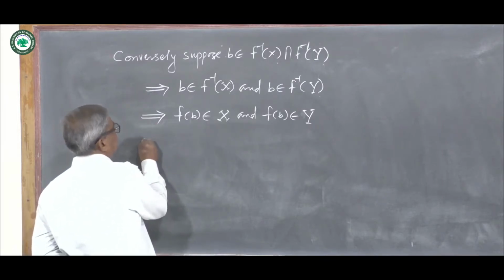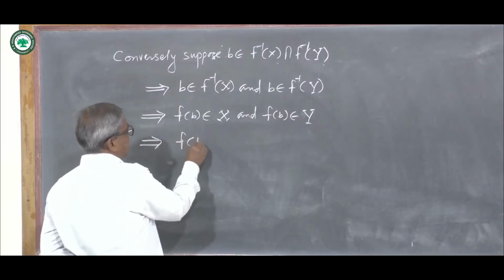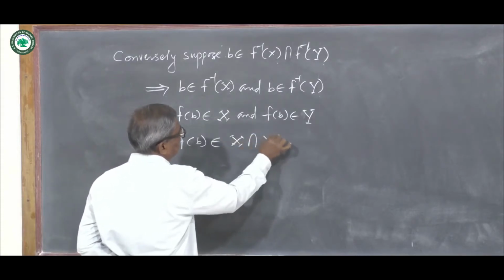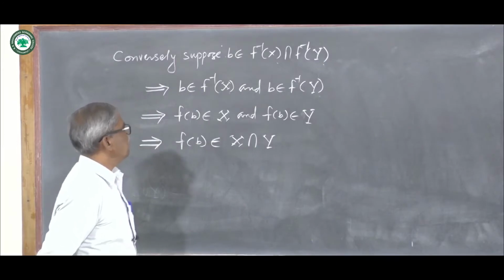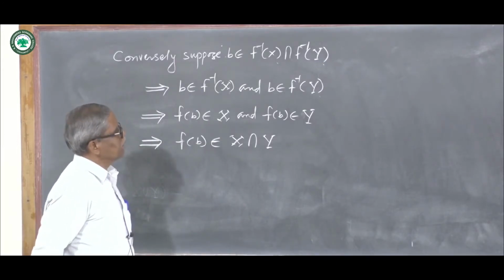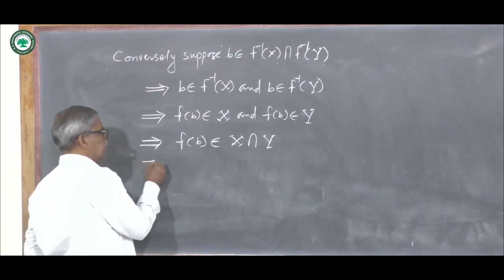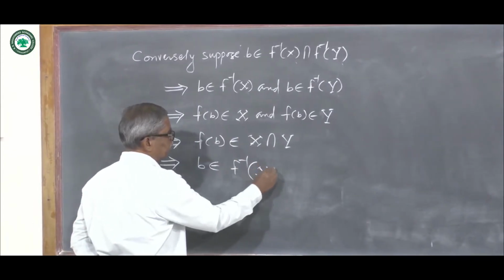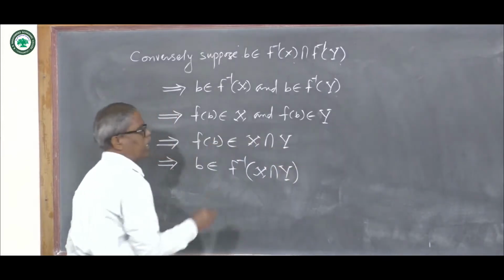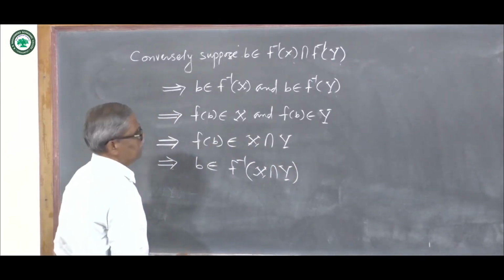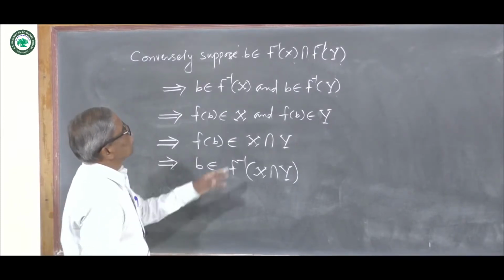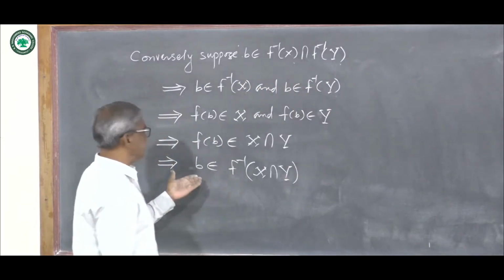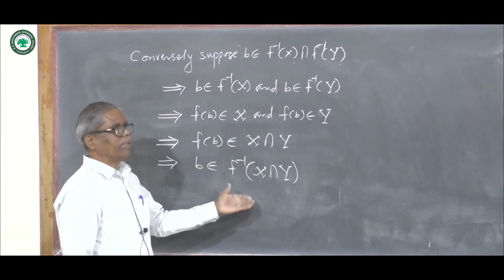This implies f of b belongs to capital X intersection capital Y. This implies b belongs to f inverse of X intersection Y. This shows that the element in the set f inverse of X intersection f inverse of Y is the element of f inverse of X intersection Y.